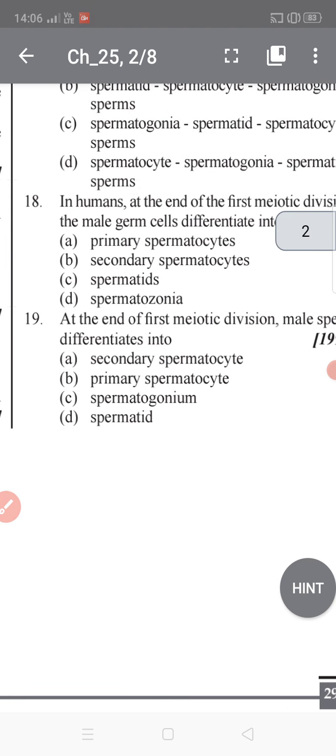So basically, after the first meiotic division, the primary spermatocyte that is diploid, 2N, gives rise to two secondary spermatocytes, haploid, N and N.